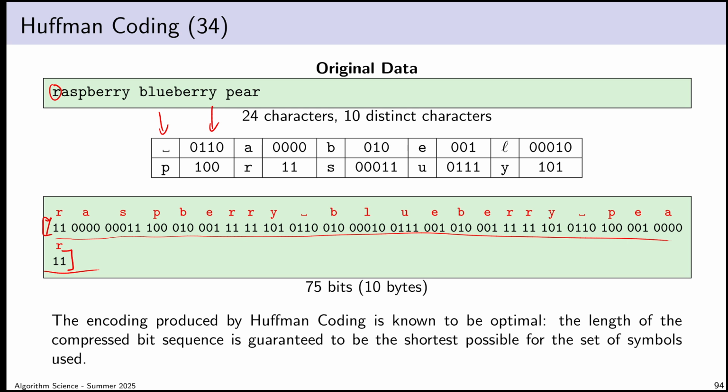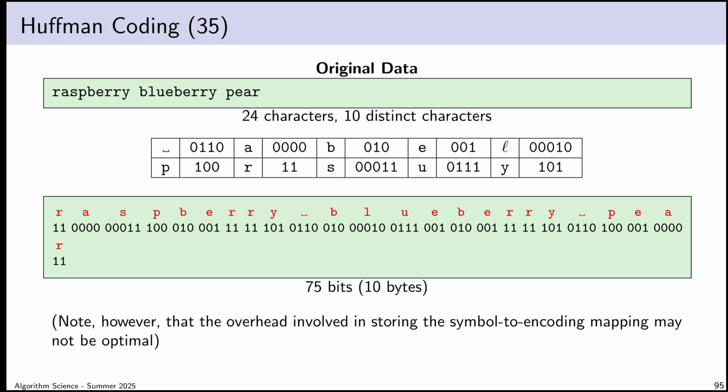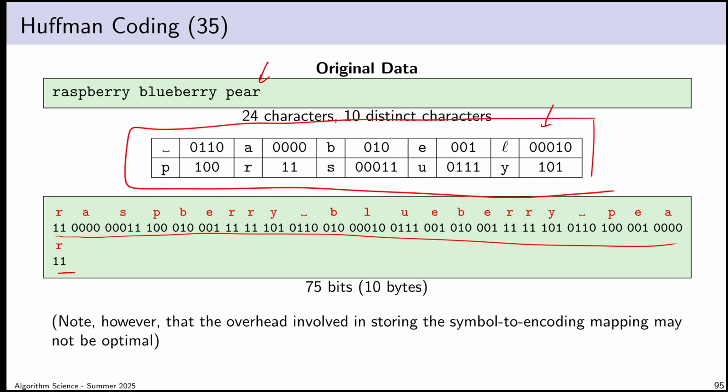Now, you notice I put a bunch of qualifiers in that sentence. Remember that there are other factors involved in determining the compressed size. So for example, if I encode this sequence with this table and send you the bit sequence, it is guaranteed to be as short as possible if I use Huffman coding, but I do still have to provide you with this table somehow.